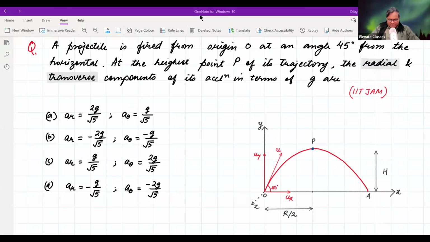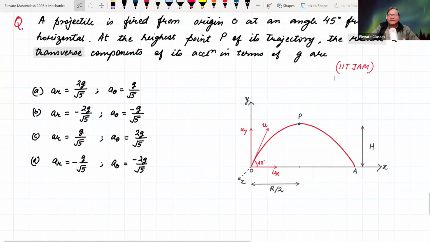Swarnava, your answer is correct. Very good. Anyone else? So in this problem, you will have to combine two things: your understanding of projectile motion as well as your understanding of polar coordinates. Because here radial and transverse components of acceleration are asked. So quickly try to remind yourself which is the radial direction, which is the transverse direction, and how you can calculate acceleration in those directions.